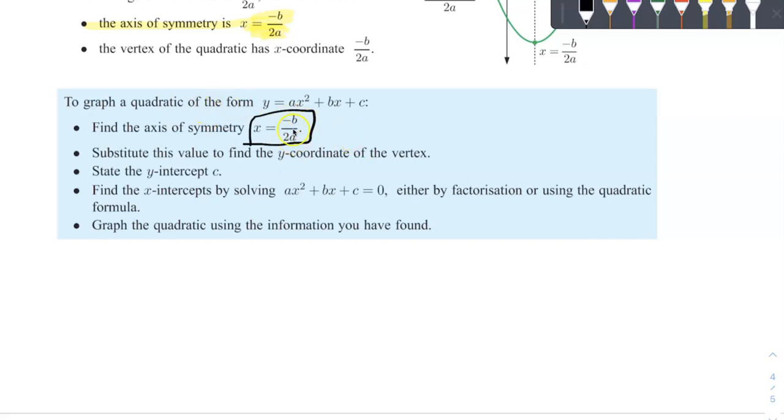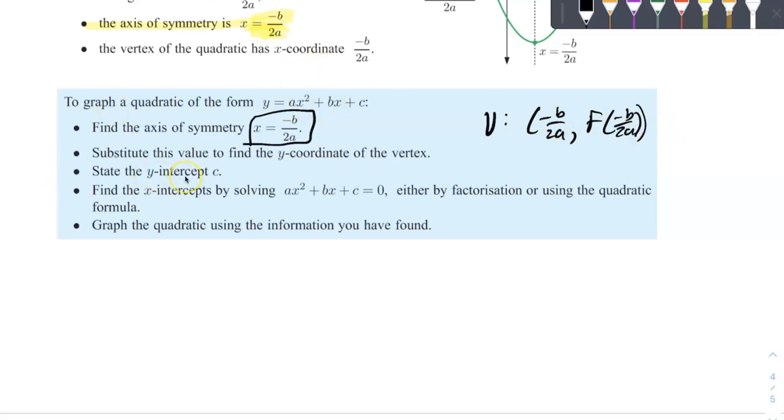And then once you get the x value in the vertex, remember, the axis of symmetry is also the x in the vertex. So if you have the x value, how do you find the y value that goes with it? You just substitute into the equation. That just stands for plugging in your x value. So once you find the x value, plug it in to find the y value.